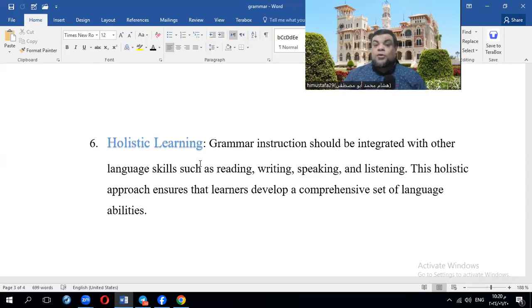So, of course, I cannot read without understanding the grammar, or write without grammar. I cannot speak without grammar. I cannot listen without grammar. But of course, what I mean by grammar here is the functional grammar, okay? The grammar that focuses on usage, not just on cramming rules or memorizing rules, okay? So this is the concept of grammar.